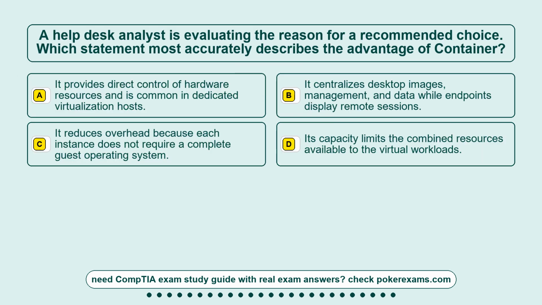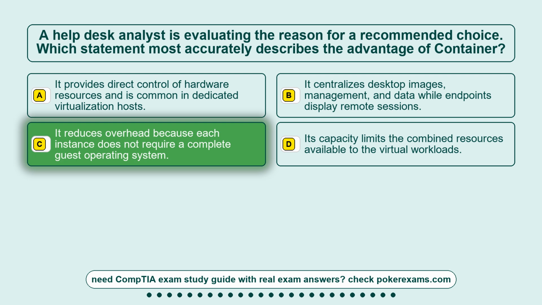Question 15. A help desk analyst is evaluating the reason for a recommended choice. Which statement most accurately describes the advantage of container? Option A. It provides direct control of hardware resources and is common in dedicated virtualization hosts. Option B. It centralizes desktop images, management, and data while endpoints display remote sessions. Option C. It reduces overhead because each instance does not require a complete guest operating system. Option D. Its capacity limits the combined resources available to the virtual workloads.